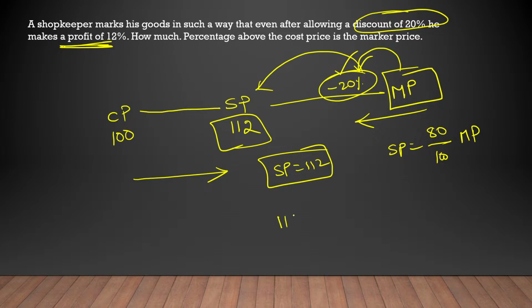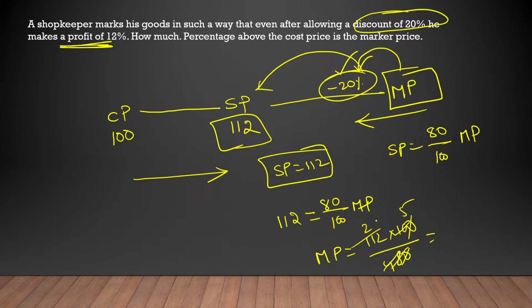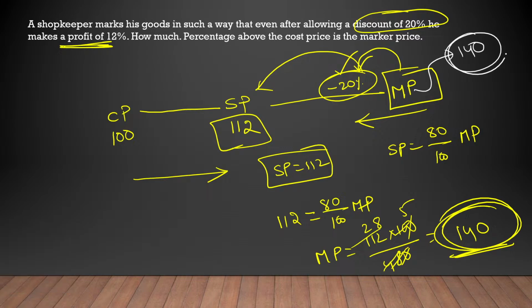So from this side 112 is equal to that side 80% of the market price. Then your market price is going to be 112 into 100 by 80. 5 by 4, you are going to get 2 4 8, 4 32. You are going to get market price as 140. That means if your market price is 140, as the answer says, then only it is possible to get 12% profit even after giving a discount of 20%.